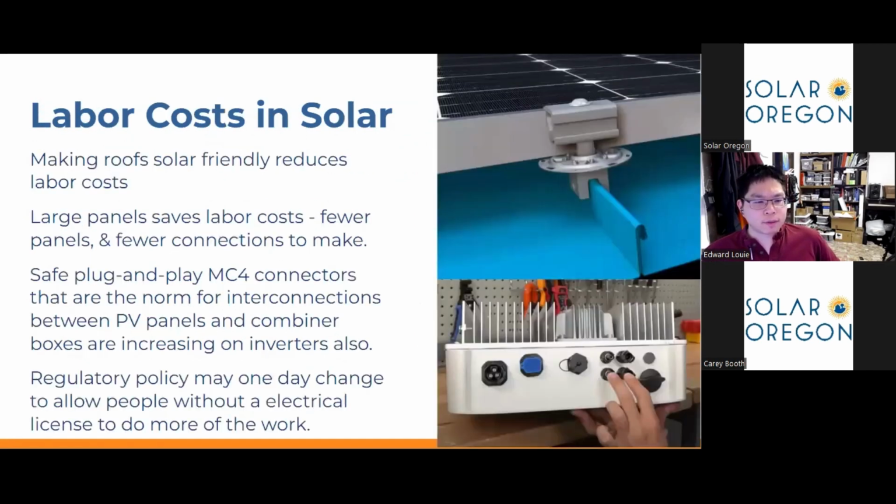Next slide. And so another thing that is increasingly problematic is actually the labor cost of solar, because there's just not enough people in the trades. It's not just the solar trade, it's all construction trades. And so if the labor costs continue to increase, one way to keep that from ballooning is, again, making the roof very solar friendly, the larger panels saving labor cost, and then also advances in the equipment of solar.